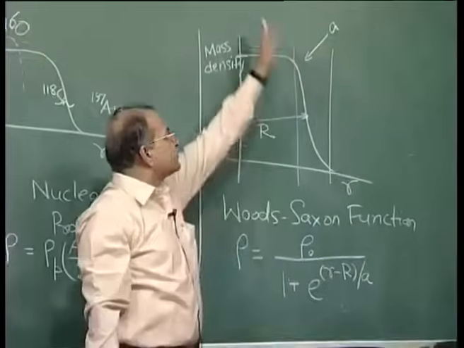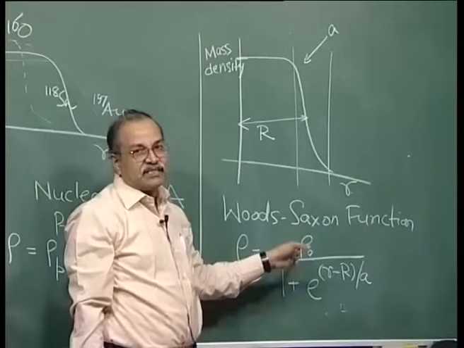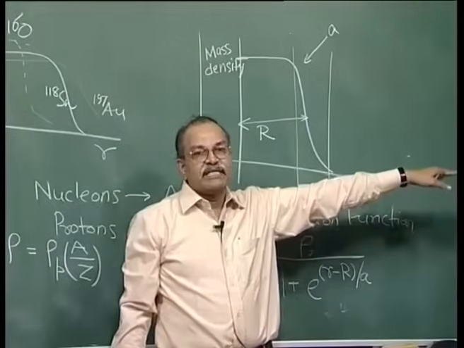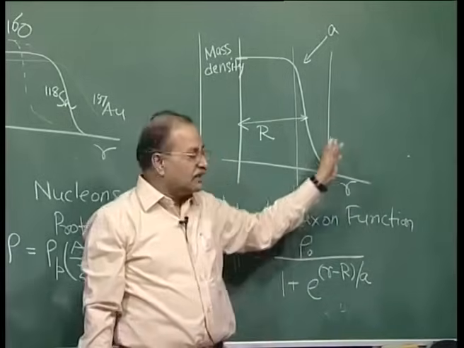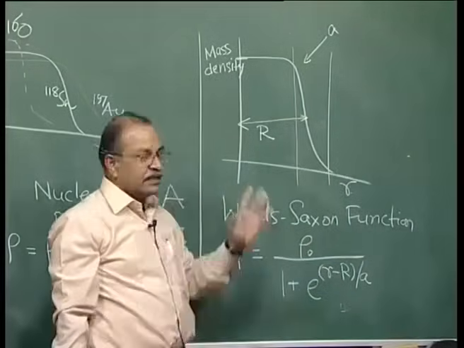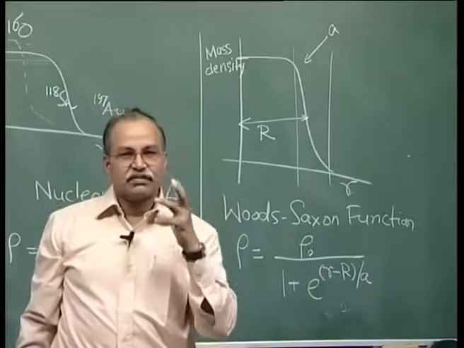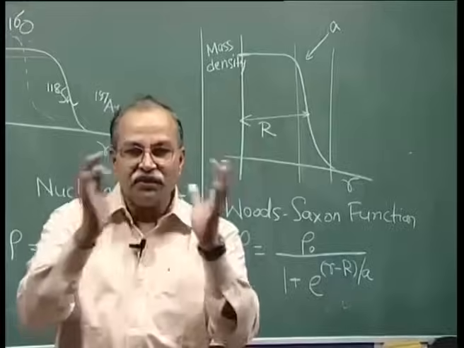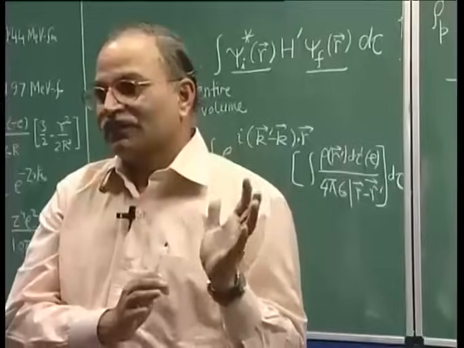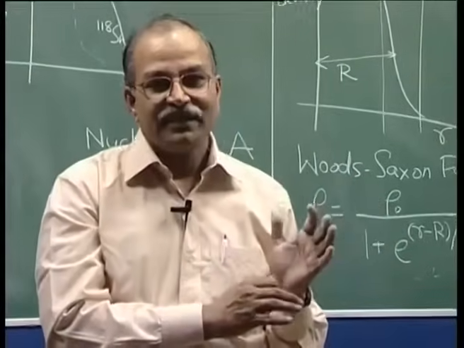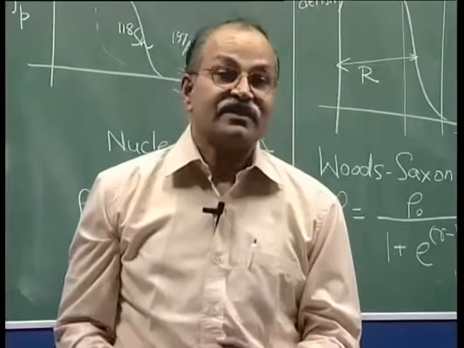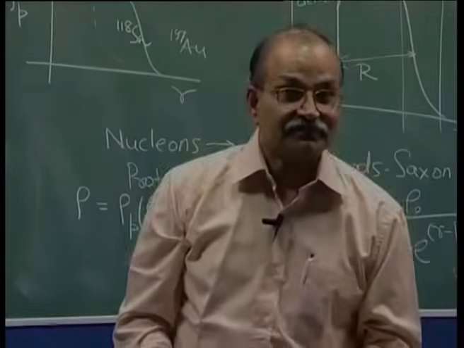If a is small, that means it falls more steeply. If a is large, that means it goes very gradually. So, these are the kind of parameters that you get, and how these neutrons and protons are distributed in the nucleus, roughly this is the picture. So, next class I will start from here and talk about more methods to get to the distribution inside the nucleus. Okay.